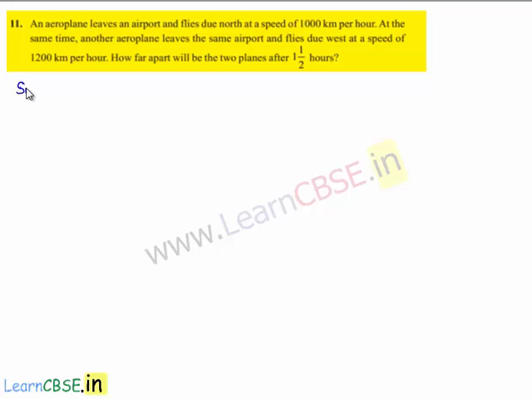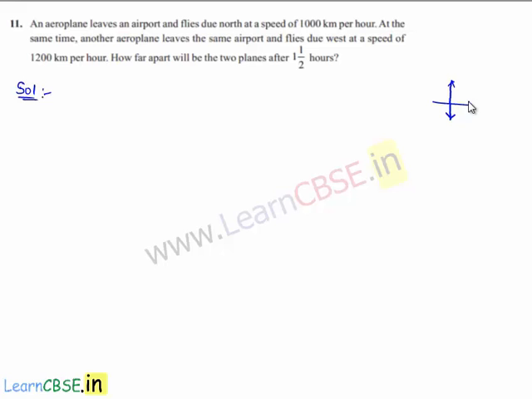Now moving on to the solution. Let us note down the directions, that is north, south, west, east. He says that first aeroplane has flight due north. So from common point O, let us assume that aeroplane A has flight to certain distance in 1.5 hours with a speed of 1000 km per hour.